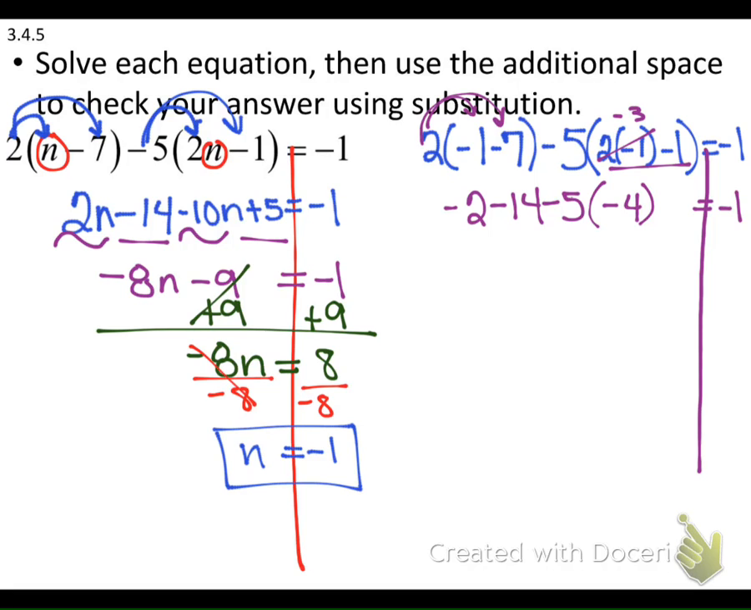After I complete my parentheses, I look to see if I have any exponents, which I do not. And then I look to see if I have any multiplication, which I do. Here I have negative 5 times negative 4, which will equal positive 20. So I rewrite my equation to be negative 2 minus 14 plus 20 equals negative 1. And then I go ahead and continue solving. So I'm going to take negative 2 minus 14, which will get me to negative 16 plus 20, which equals negative 1.